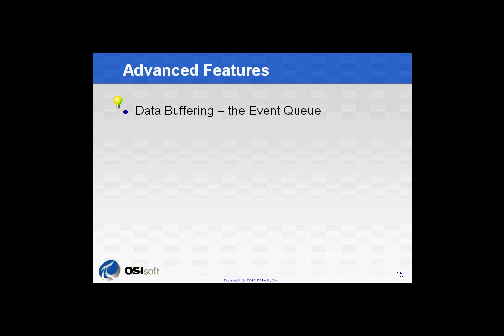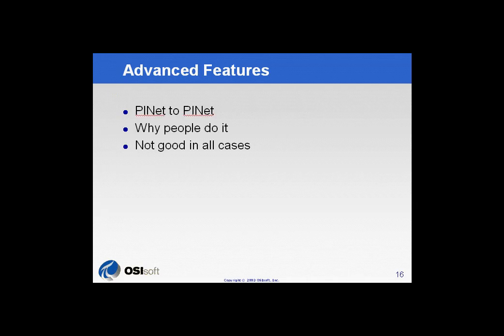We'll talk about data buffering in the PINet node. This is an advanced feature similar to buffering in the API node that you may be familiar with. We'll also talk about PINet to PINet. This is a feature that PINet has in order to work with features or limitations of the PI3 server with large installations or large numbers of PINet nodes.